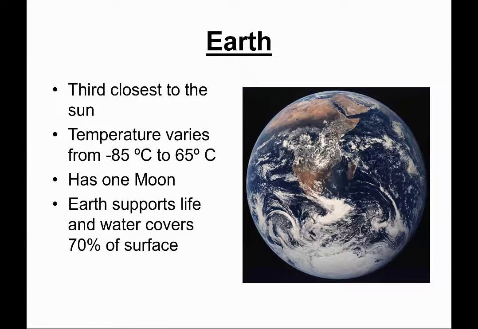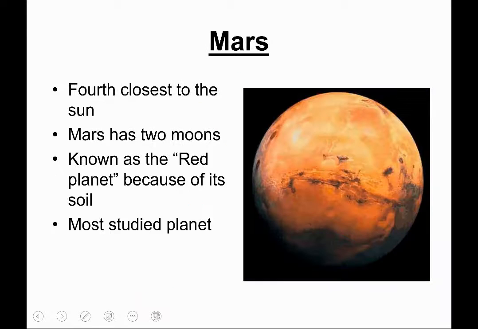Earth, third closest, third rock from the sun. Temperature varies from negative 85 to 65 degrees Celsius, although those would be very extreme. It's got one moon named the moon. Earth supports life, and water covers 70% of its surface. You already know a little bit about the nitrogen and the oxygen in the atmosphere, and that makes up most of it, and some other things. A little bit of carbon dioxide, too, which is increasing, which could be a problem.